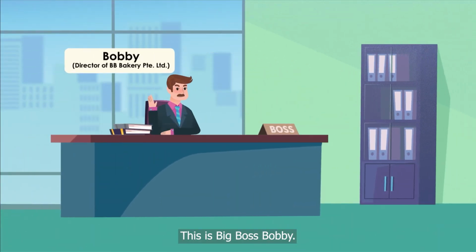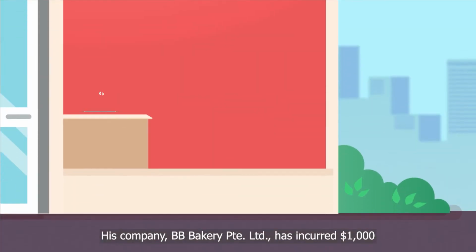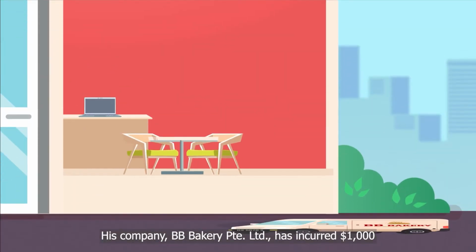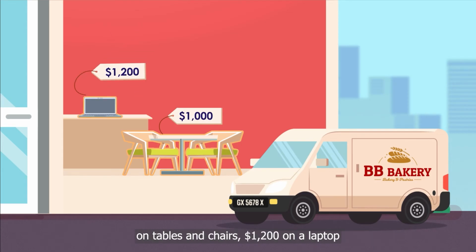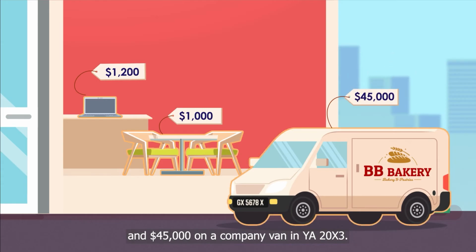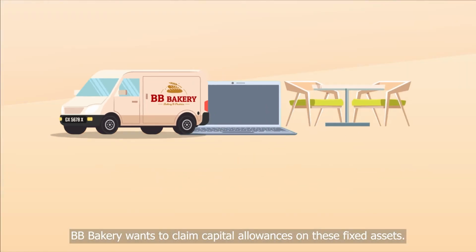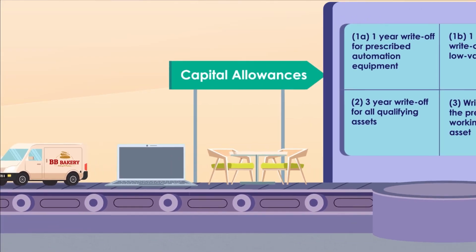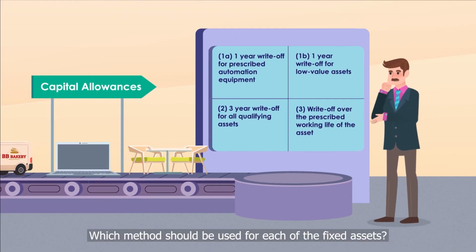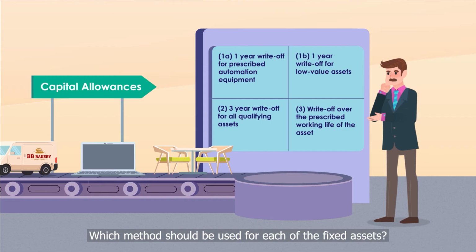This is Big Boss Bobby. His company BB Bakery Private Limited has incurred $1,000 on tables and chairs, $1,200 on a laptop, and $45,000 on a company van in YA 20X3. BB Bakery wants to claim capital allowances on these fixed assets. Which method should be used for each of the fixed assets?